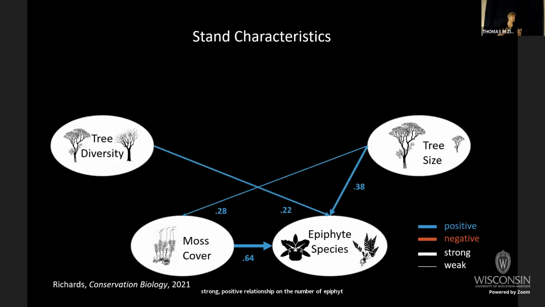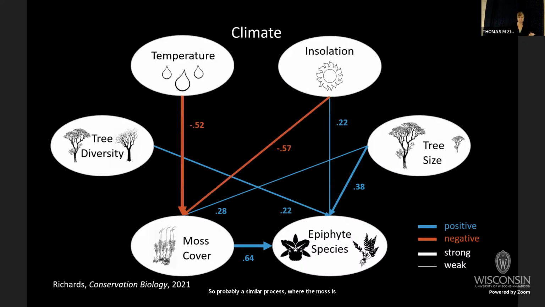And then looking at stand characteristics, I looked at tree diversity and tree size. And so tree diversity positively influences the number of epiphyte species, as does tree size, and tree size also has a relationship with moss cover. So probably a similar process where the moss is accumulating on larger trees over time.